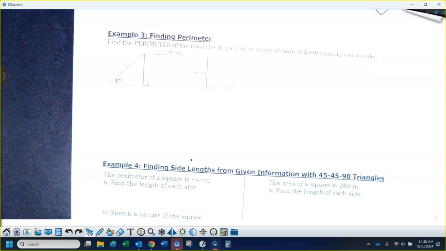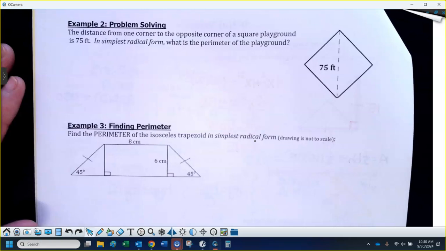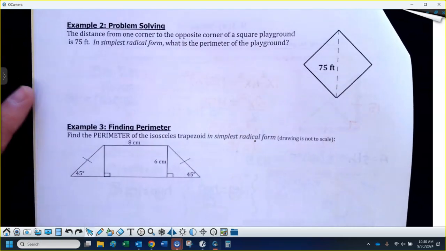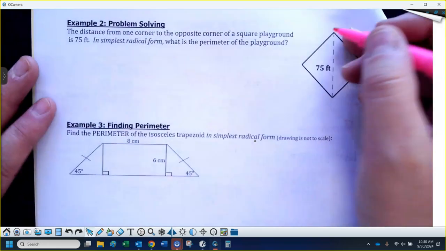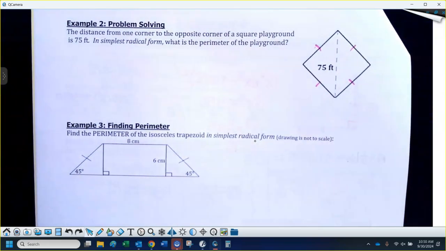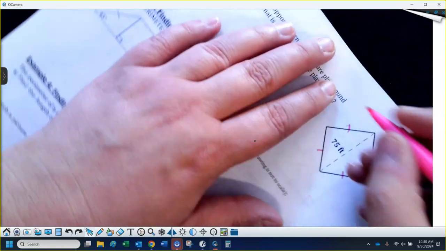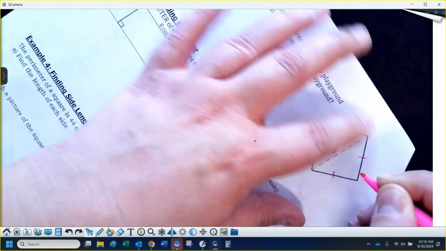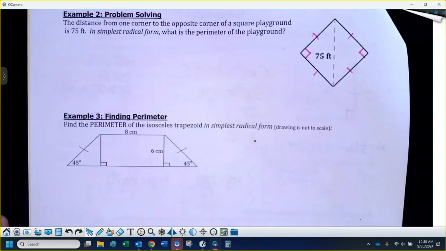Okay, I'm going to give you a little bit of an application problem here on the back. We got a couple of these. This is not bad to do, I promise. All right, so it says the distance from one corner to the opposite corner of a square playground is 75 feet. So let me just real quick mark this. Each of the sides would be exactly the same if you have a square. And I've got the diagonal drawn in, but I'm going to just mark these corners real quick. Whenever you have a square, all the angles are right angles, so I'm just going to mark those two.